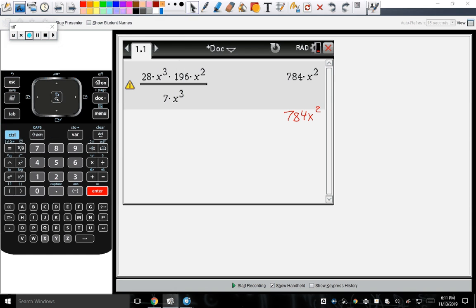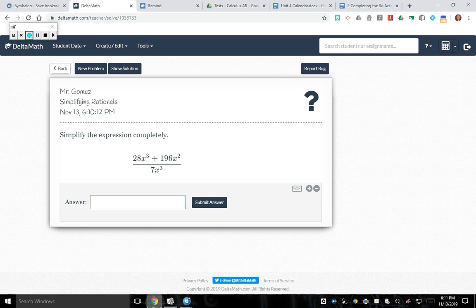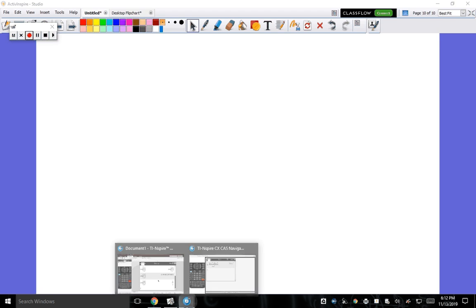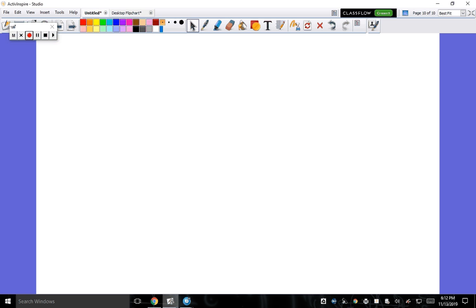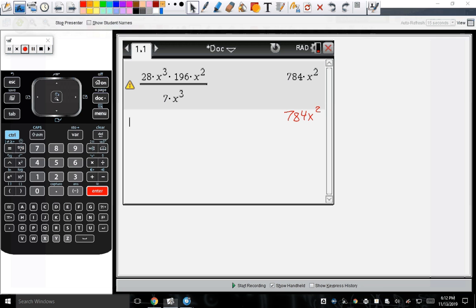Alright, so we just looked at a question on Delta Math. It's simplifying these rational expressions. It's an expression because it does not have an equal sign. And if I just put this into my calculator, just as I see it, it will spit out 784x squared.